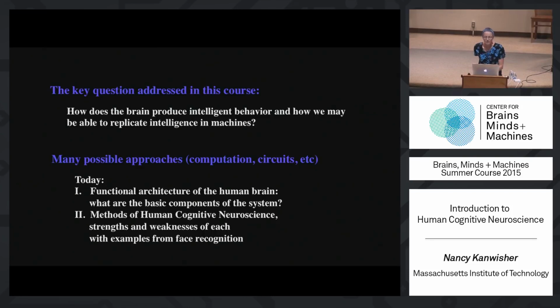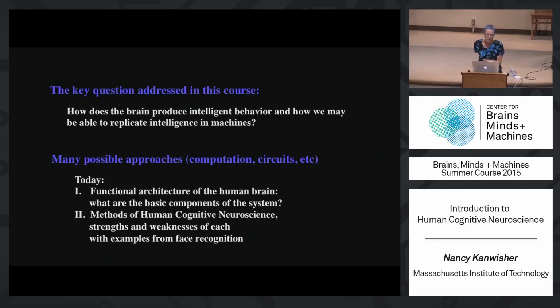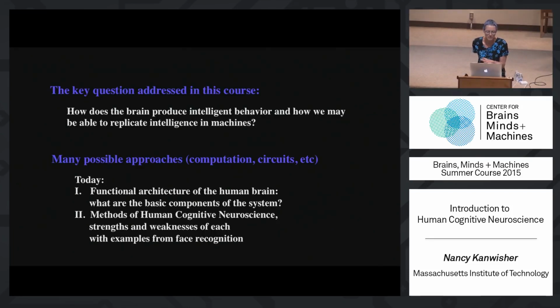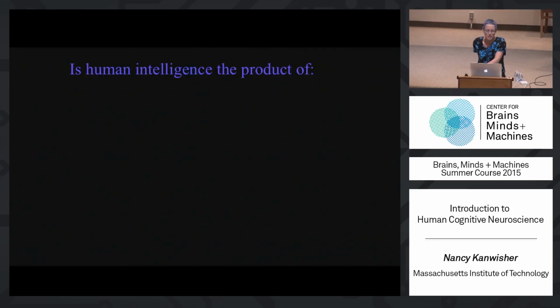Okay, so I'll talk a bit about the overall functional architecture of the human brain, what are the basic pieces of the system, and then I'll get into some different methods and what they tell us about face perception.